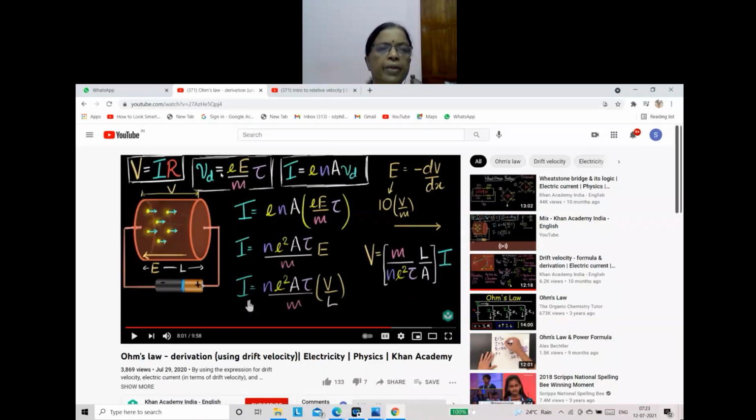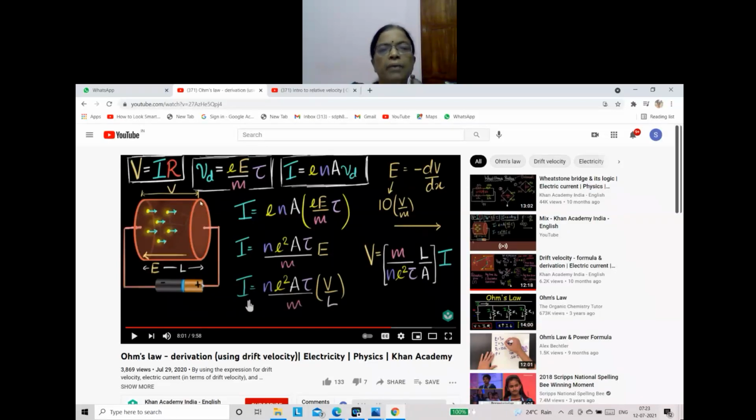Here we know the equation I equal to nAeVd. We know Vd equal to E by m into tau. Tau is the average relaxation time. What is relaxation time? Time between two successive collisions. When we apply potential difference, electrons begin to move in a particular direction, opposite to the direction of the electric field, towards right. They move with a constant velocity. That average velocity is known as drift velocity. It is not accelerated actually. Its expression is directly proportional to the applied electric field.